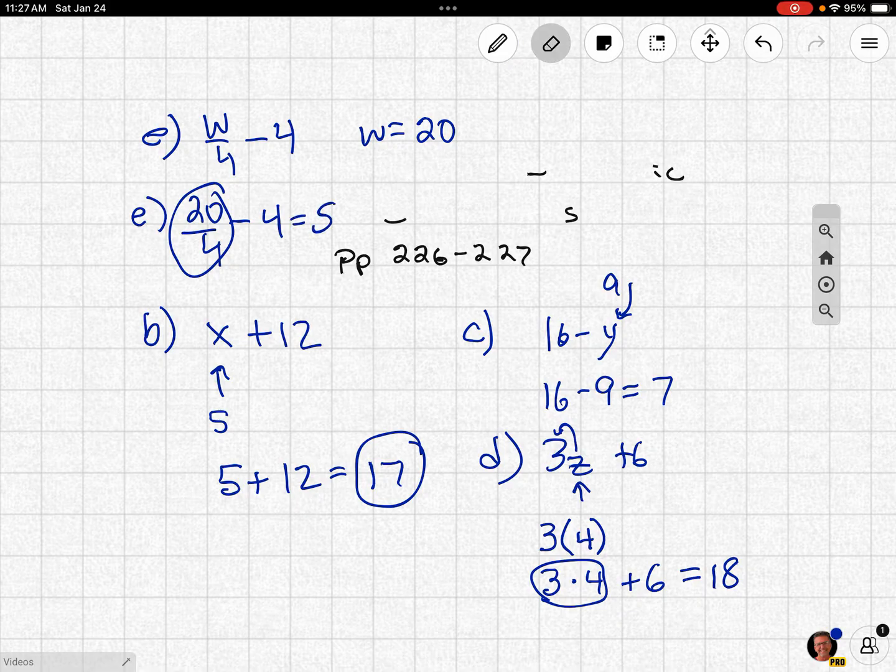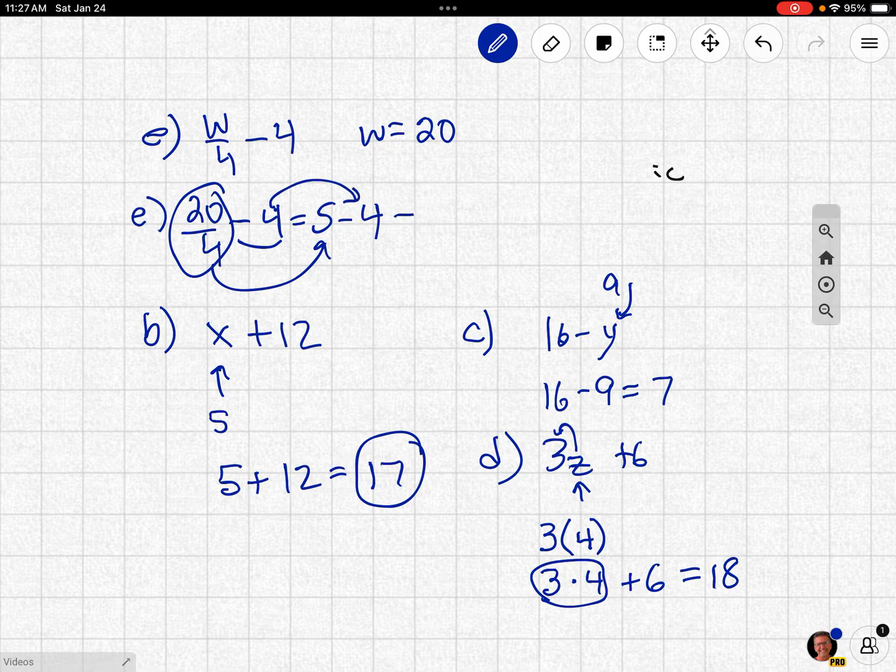I'm going to get the rest of this stuff out of my way here. And then we still have minus 4. So this is 5 minus 4 equals 1. There you have it. These are fun and easy.